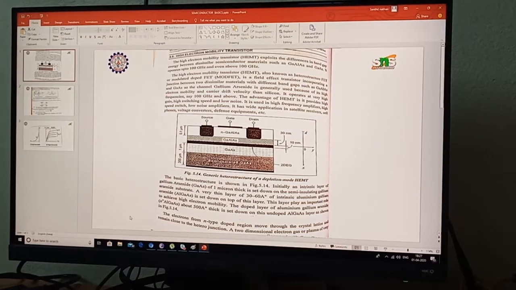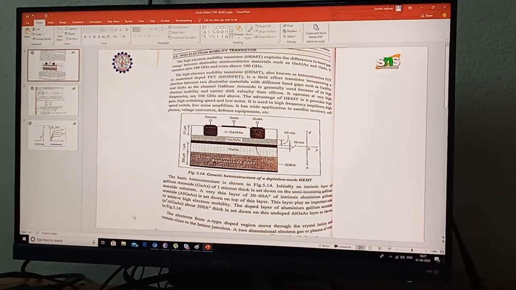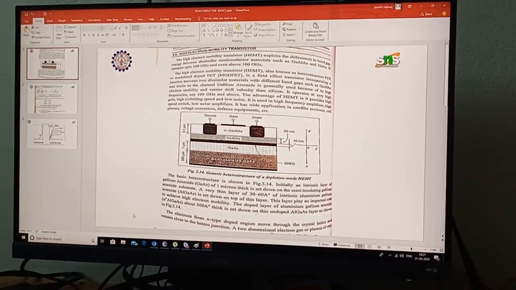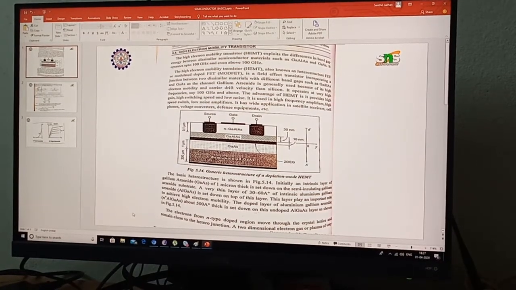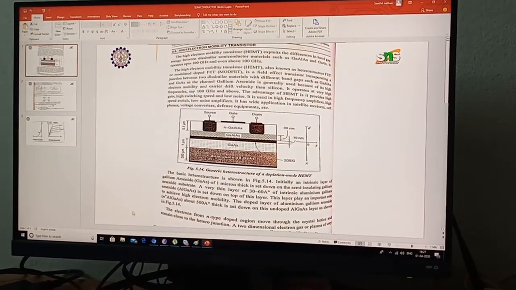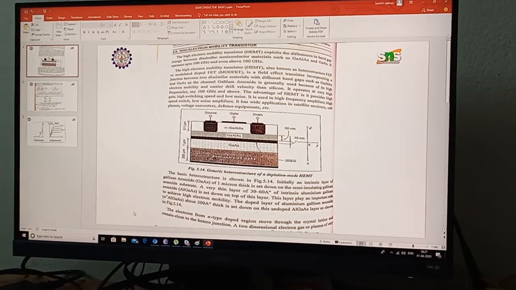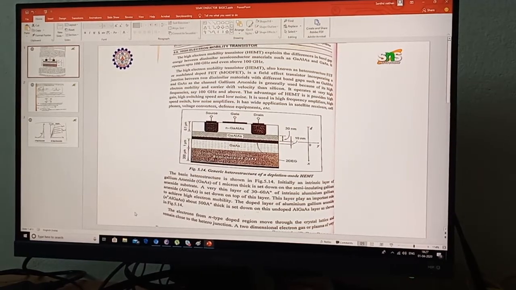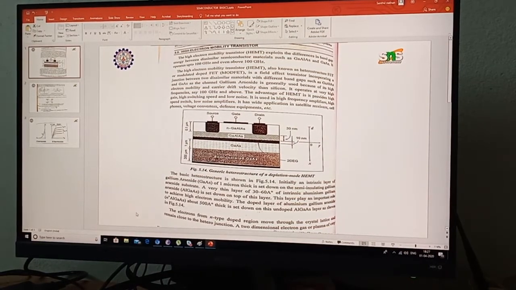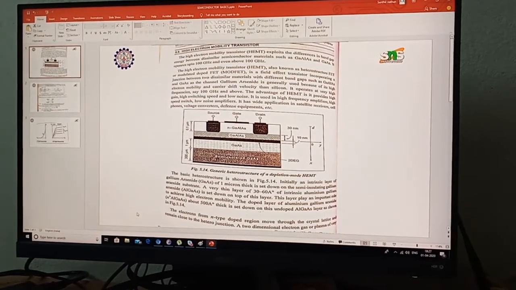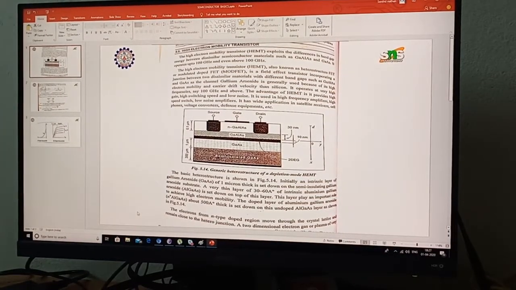Good morning students, today we are going to discuss the 5th unit topic, that is RF systems, the high electron mobility transistor concept. The high electron mobility transistor exploits the difference in band gap energy between dissimilar semiconductor materials such as gallium aluminium arsenide and gallium arsenide.